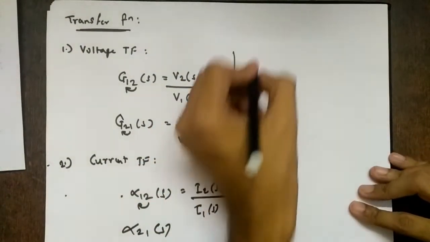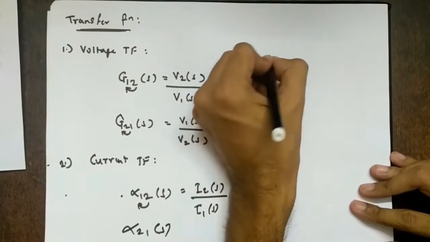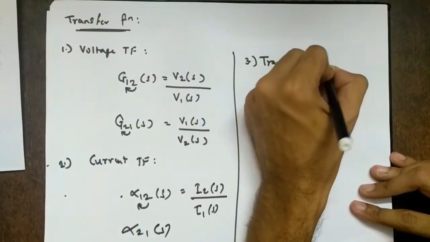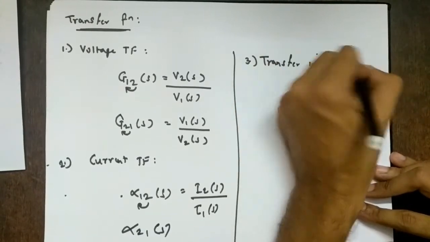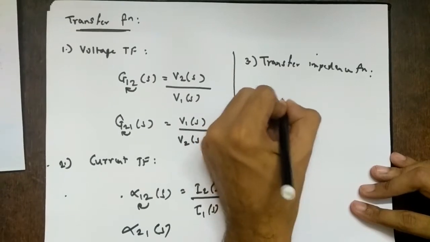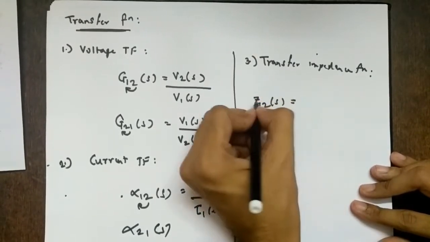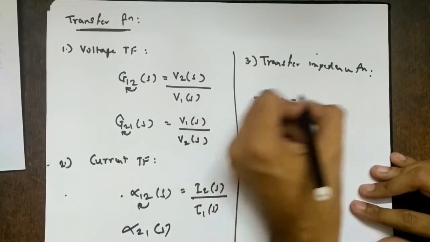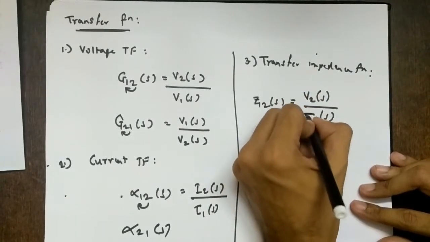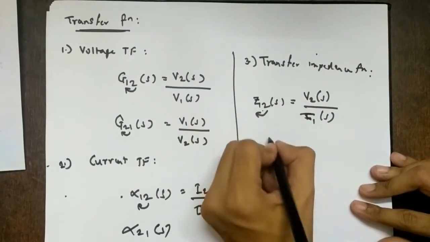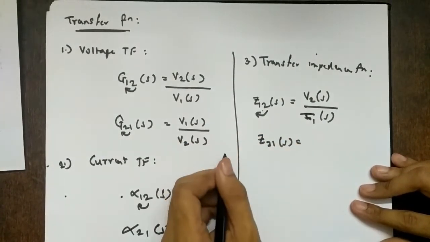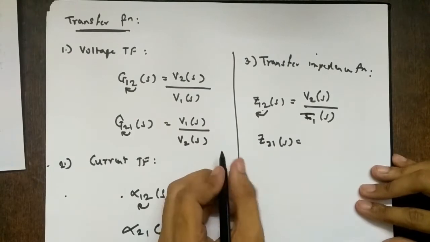Right? Then you have two more, which are the transfer impedance functions. So what can it be? 1 to 2, Z12 of S. So it will be what? Voltage by current is impedance. So V2 of S by I1 of S. Right? So 2 to 1. Similarly, you can have Z21 of S. What will it be? V1 of S by I2 of S.